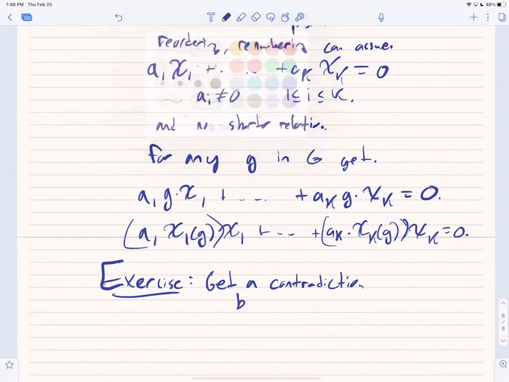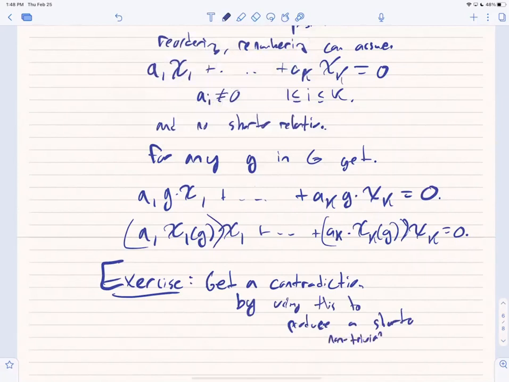So the exercise: by using this, produce a shorter non-trivial linear dependence.